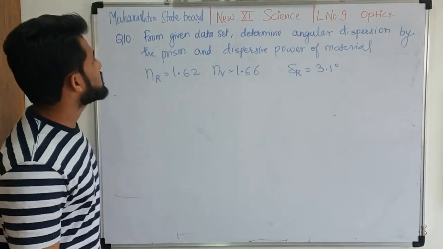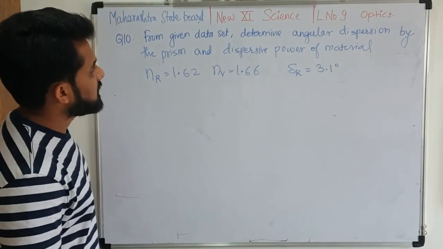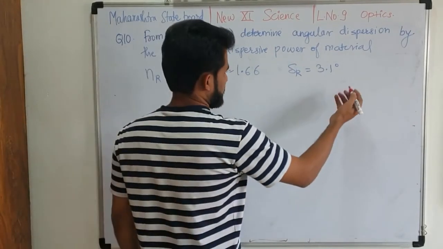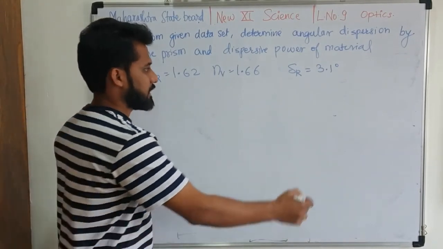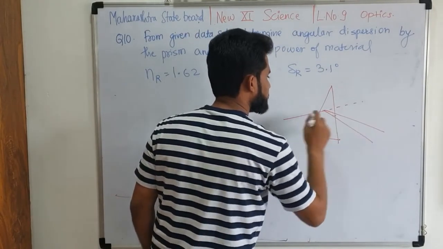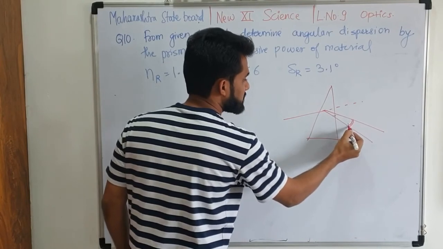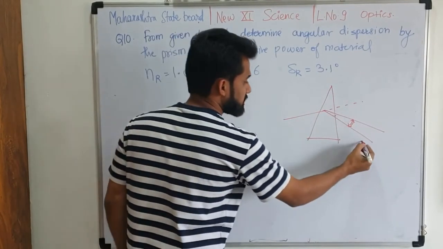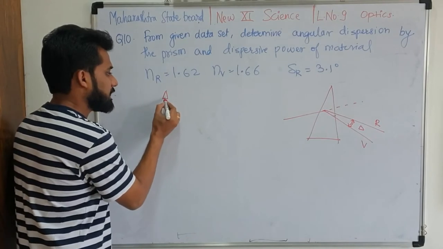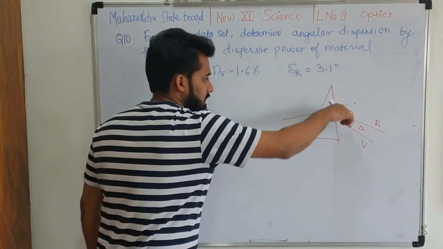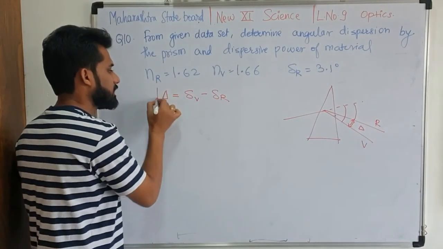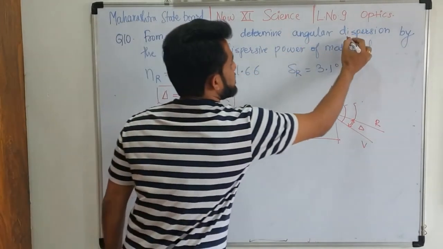Okay, so the next question is: from the given data, determine the angular dispersion by the prism and the dispersive power of the material. This question is straightaway formula based. What is asked is, this is the original ray of light, what is the angular dispersion? Angular dispersion means the angle between the extreme colors, violet and red. This angle is called angular dispersion. It can be calculated by the bending, that is the deviation of violet color, minus the bending, that is the deviation of red color. This formula will give you the angular dispersion.